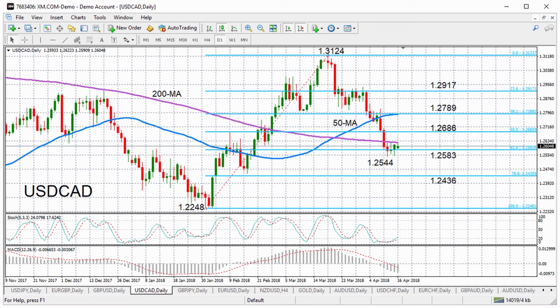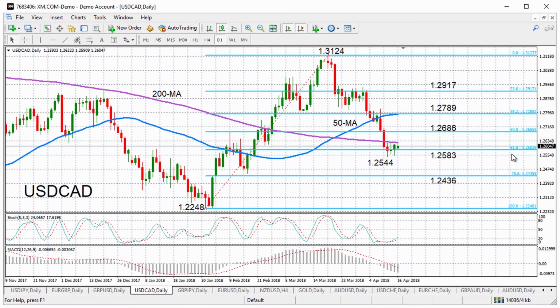And our final pair for today is the dollar loonie. We can see at the moment dollar loonie is looking rather bearish, though if you look at the stochastic oscillators, we are seeing an attempt for an upside reversal with the percentage K line rising above the percentage D line, having entered oversold territory.